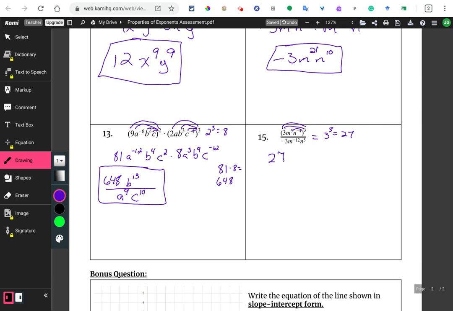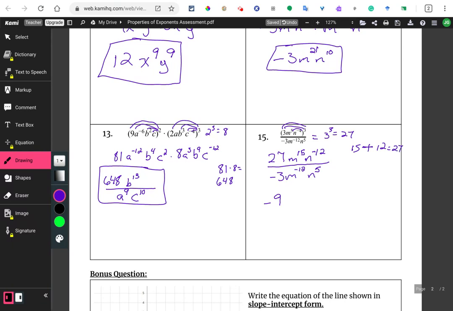M to the 5th, 5 times 3, M to the 15th, N to the negative 4, negative 4 times 3 is negative 12. Okay. So this is going to keep negative 3 m to the negative 12 n to the fifth right here. 27 divided by negative 3, that's just negative 9. 15 minus negative 12, right? Remember, 15 minus negative 12 just becomes a plus. That's going to be 27.